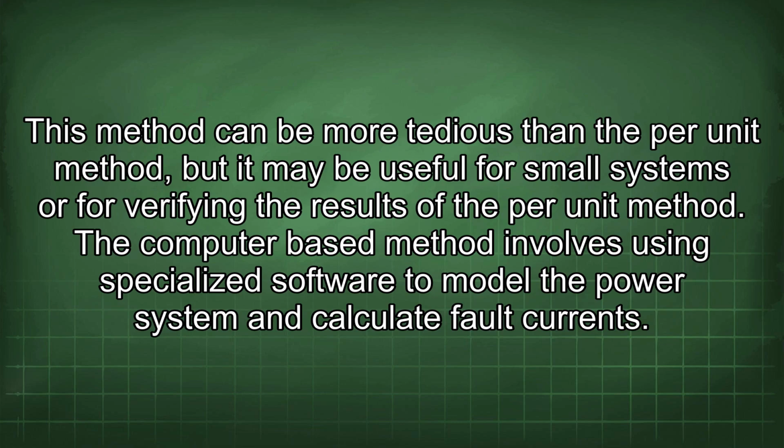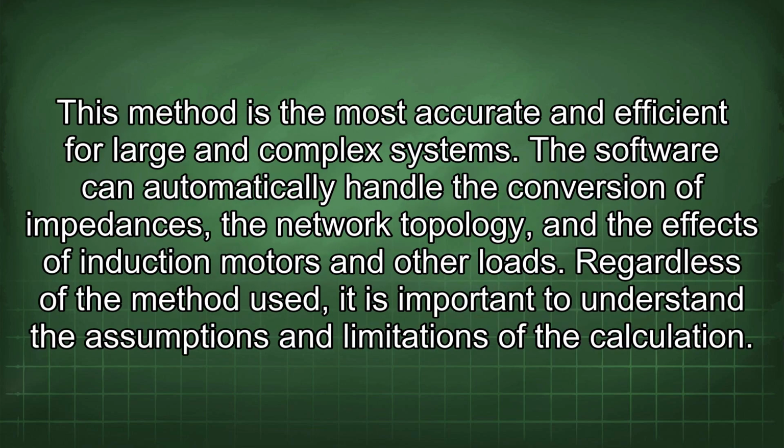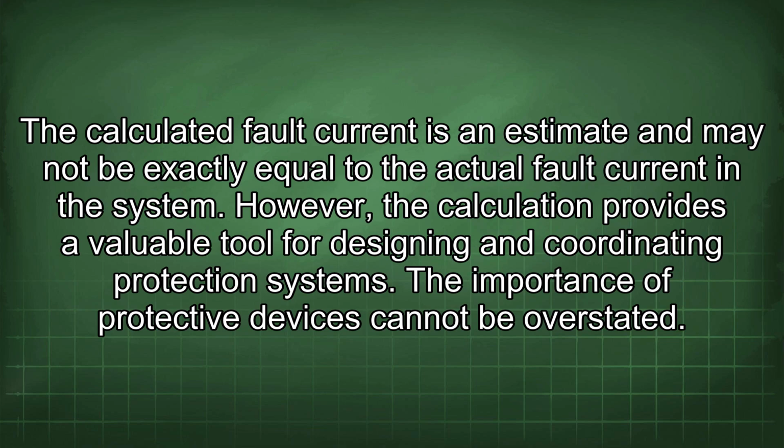The computer-based method involves using specialized software to model the power system and calculate fault currents. This method is the most accurate and efficient for large and complex systems. The software can automatically handle the conversion of impedances, the network topology, and the effects of induction motors and other loads. Regardless of the method used, it is important to understand the assumptions and limitations of the calculation. The calculated fault current is an estimate and may not be exactly equal to the actual fault current in the system. However, the calculation provides a valuable tool for designing and coordinating protection systems.